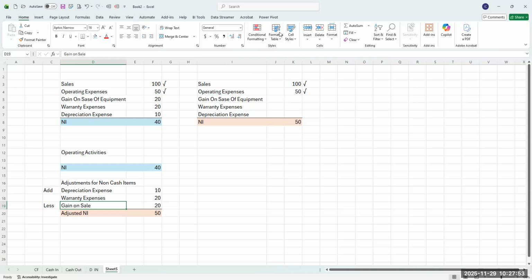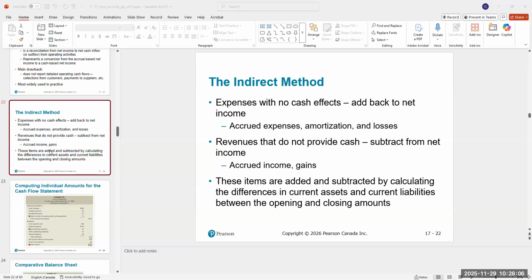Let's now finish the slides for the operating activities. And if you want, we can do some examples so you can actually see the calculation of the operating activities.